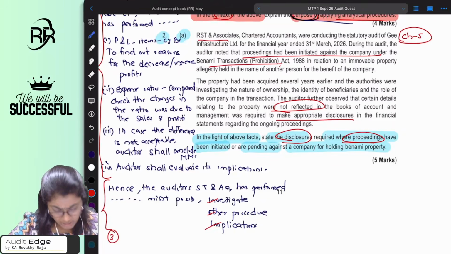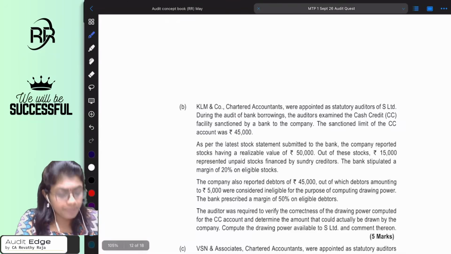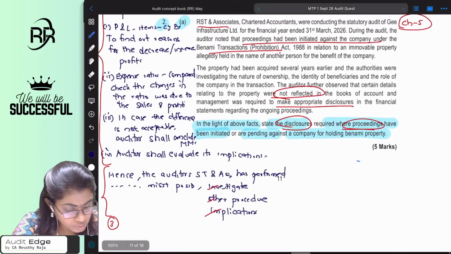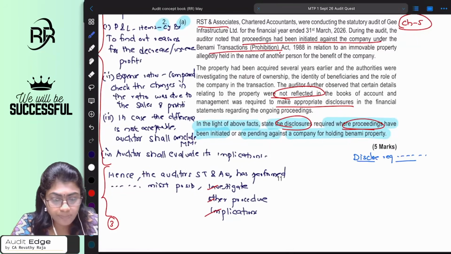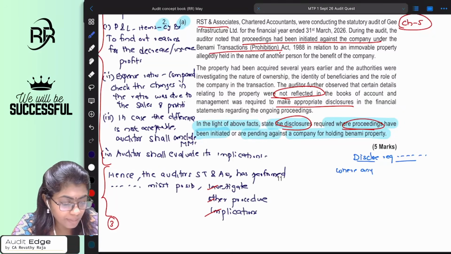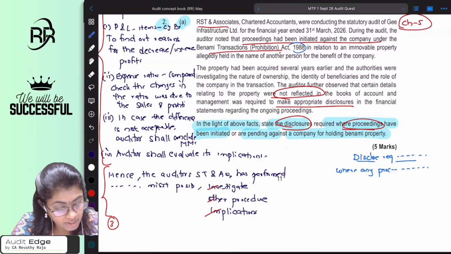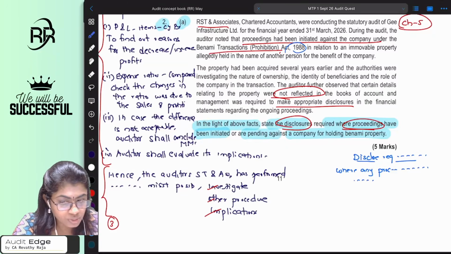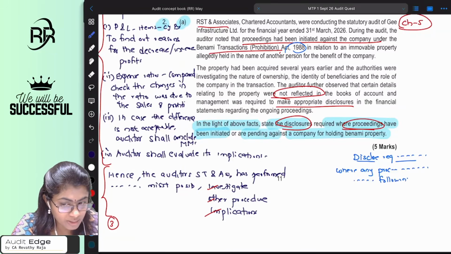So let's start. It's a direct question. I will write here. Put a heading, disclosure requirements regarding the Benami transactions. Where any proceedings have been initiated by the company under the Benami Prohibition Act, 1988, the following disclosure has to be made. Okay, following are the disclosure requirements.